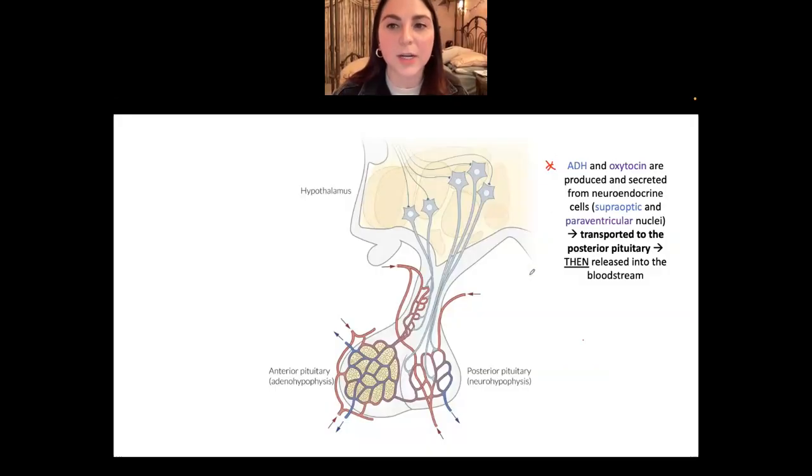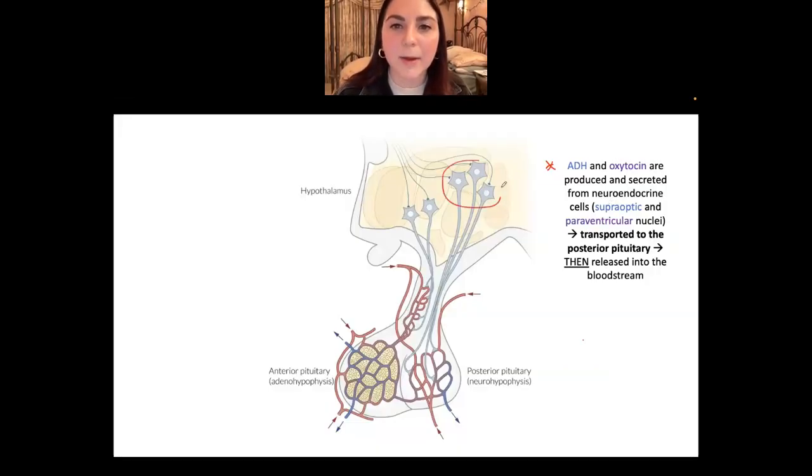Those are produced and secreted from neuroendocrine cells from the supraoptic and paraventricular nuclei. So remember, these are going to be in the hypothalamus. And I color coordinated: the supraoptic secretes ADH and the paraventricular secretes oxytocin. I will mention there are some sources that say the supraoptic can do both, the paraventricular can do both. I have seen sources say that. I think I just went with what Costanzo says, so you're good to go with that. But I would definitely know the supraoptic is ADH, paraventricular is oxytocin.